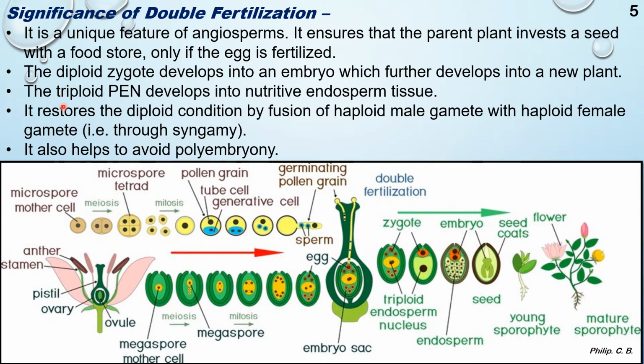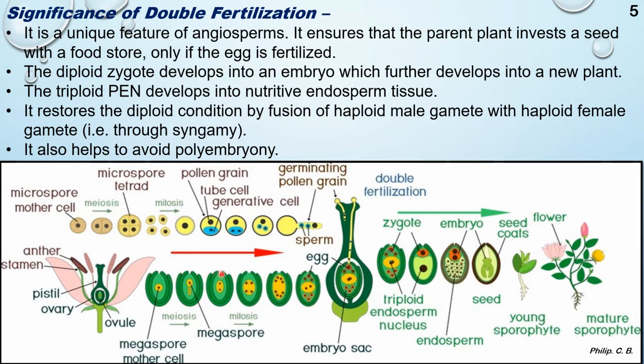Third point, the triploid PEN, that is the primary endosperm nucleus, develops into a nutritive endosperm tissue. It restores the diploid condition by fusion of the male gamete, which is haploid, with the haploid female gamete through the process called syngamy. And also, the fifth point here, it helps to avoid polyembryony. Since there is a fusion of male and female gamete, the zygote forms and then the embryo develops, so polyembryony is avoided.